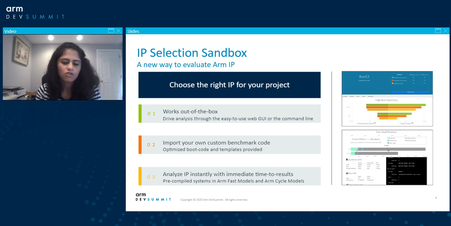So using these three pillars of strength of the IP Selection Sandbox, we've made the process for architects to gather their customized performance data as easy and simple as possible. To illustrate the usage of this tool, Zach will now present a demonstration in a tangible use case of how the IP Selection Sandbox is deployed. Over to you, Zach.